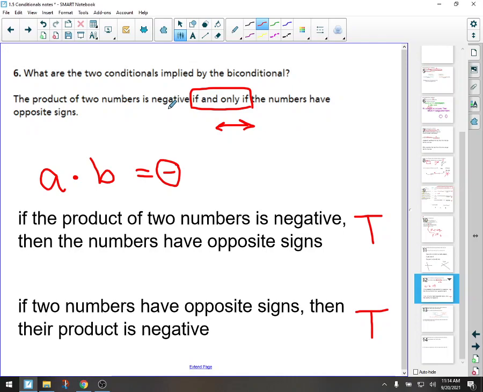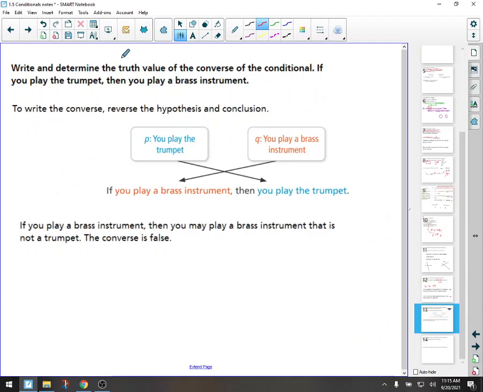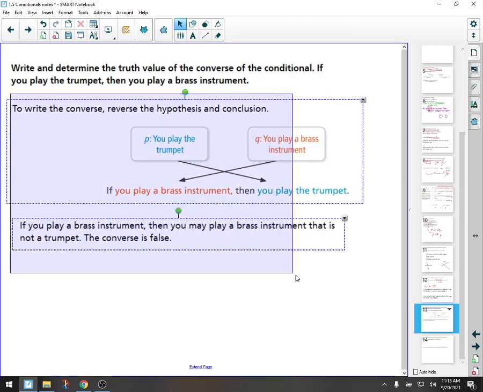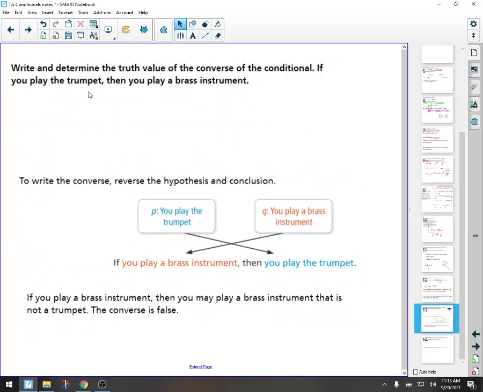This biconditional is true. This if and only if is true. And you might be like, wait, aren't these kinds of things always true? Well, let's look at an example where we have something that isn't always true. So, here's one. If you play the trumpet, then you play a brass instrument. In case you don't know, trumpets are in a family called the brass instruments. So we can say, if you play trumpet, then you play a brass instrument. That is true.